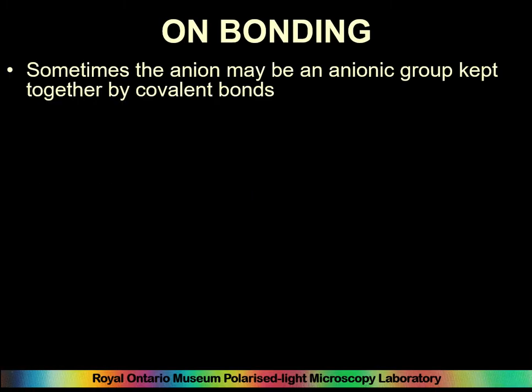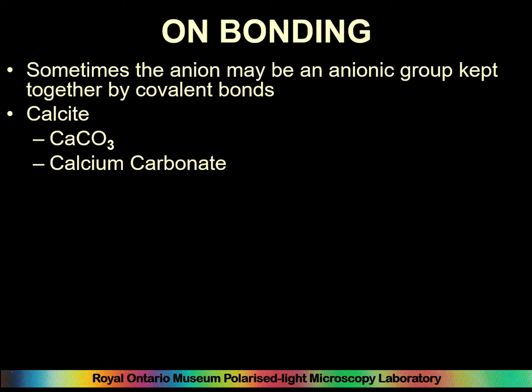So sometimes the anion may be an anionic group kept together by covalent bonds. It means their valency is the same and they like each other. One of these is calcite, which is a very important mineral in the carbonate group. We will get to know calcite very well. So this is calcium and carbonate together.